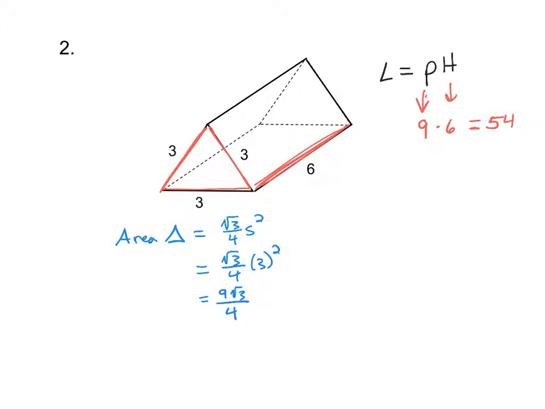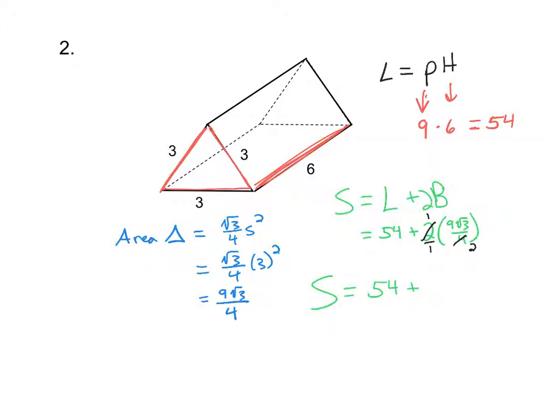So let's calculate our total surface area. I need the lateral surface area plus 2 times the area of the base. So I have 54 plus 2 times 9 radical 3 over 4. So let's do just a little bit of simple canceling. 2 goes in here once, 2 goes in here twice. So my total surface area is going to be 54 plus 9 radical 3 over 2.